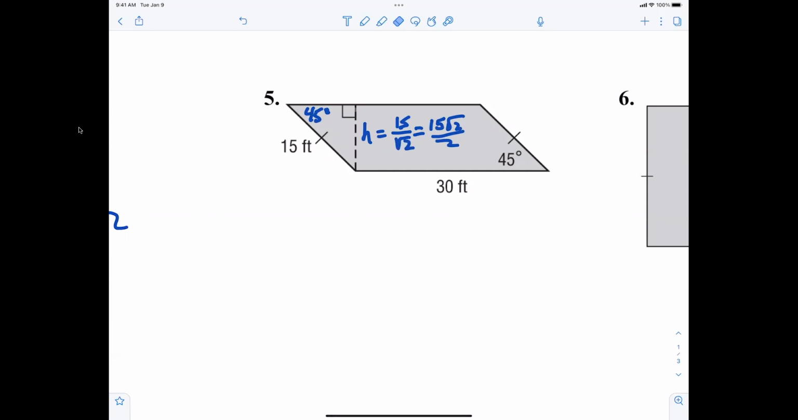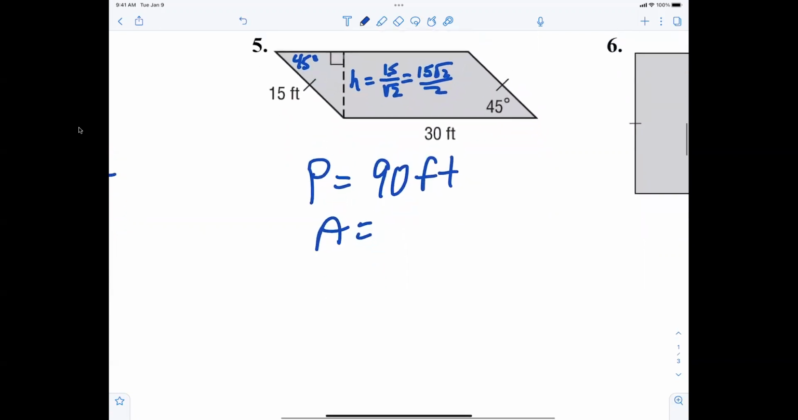So obviously now the perimeter is just what? Perimeter is what, guys? 90. All right. And area is equal to 450 radical 2 over 2. Isn't 450 divided by 2, 225? Right. It's all right.